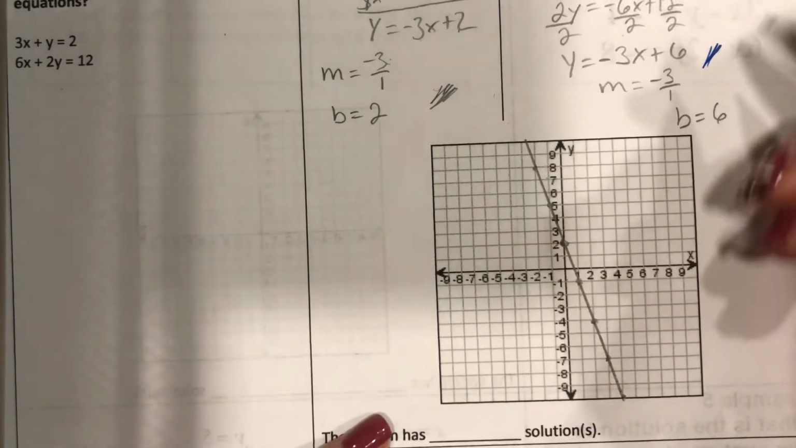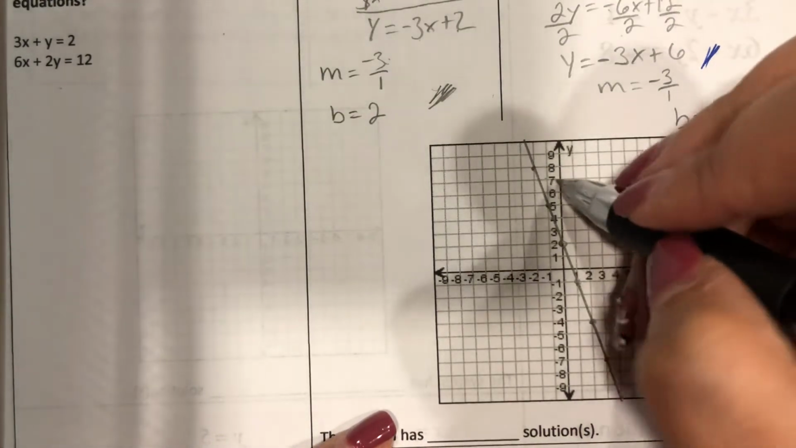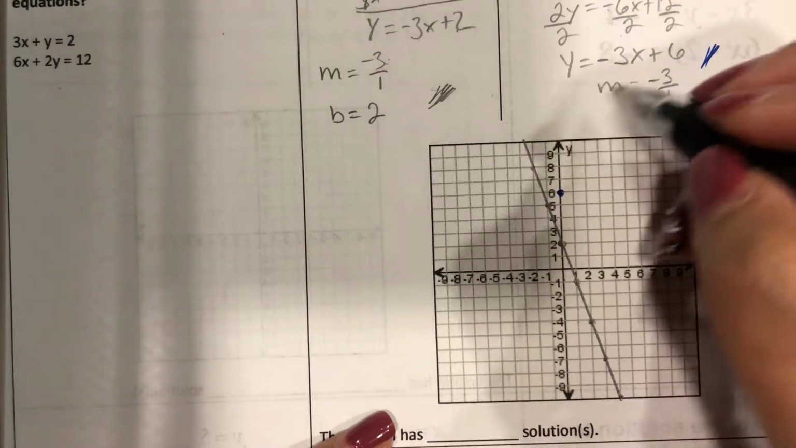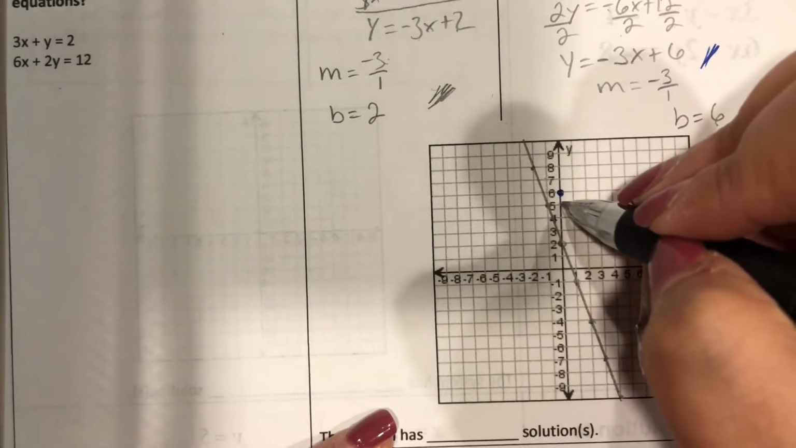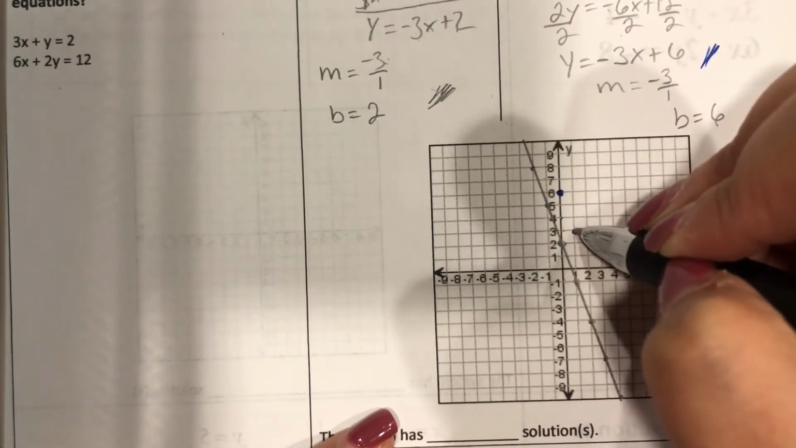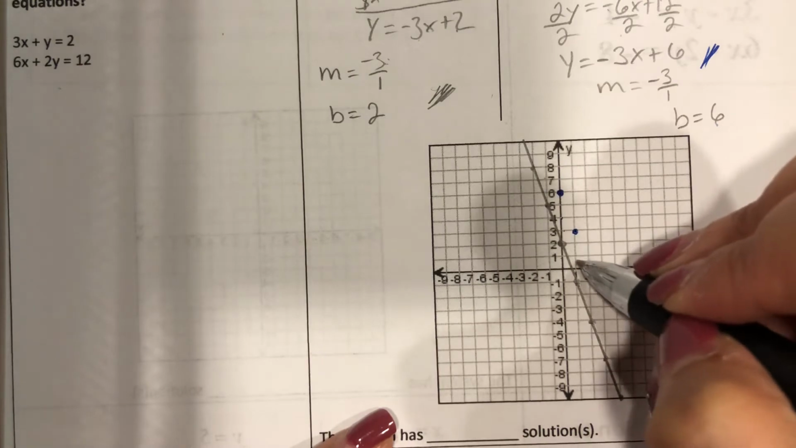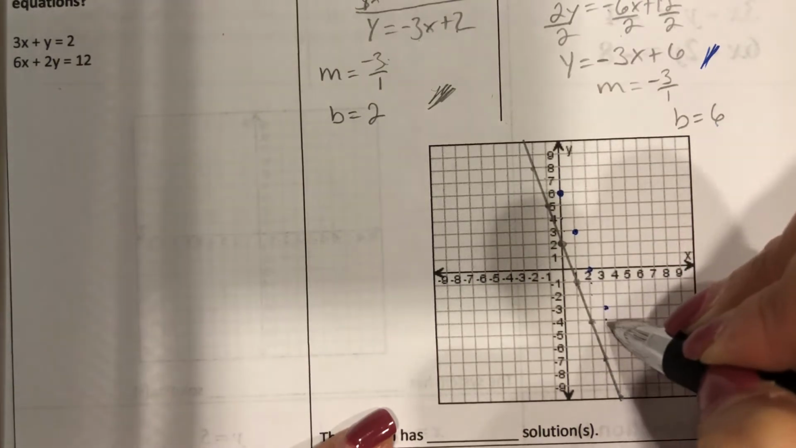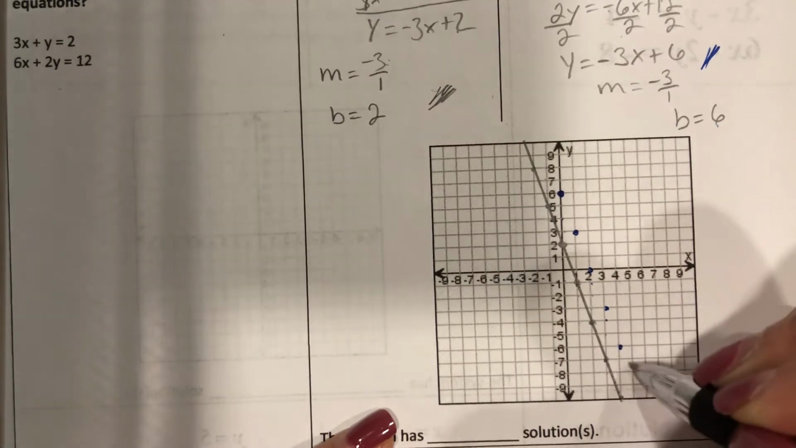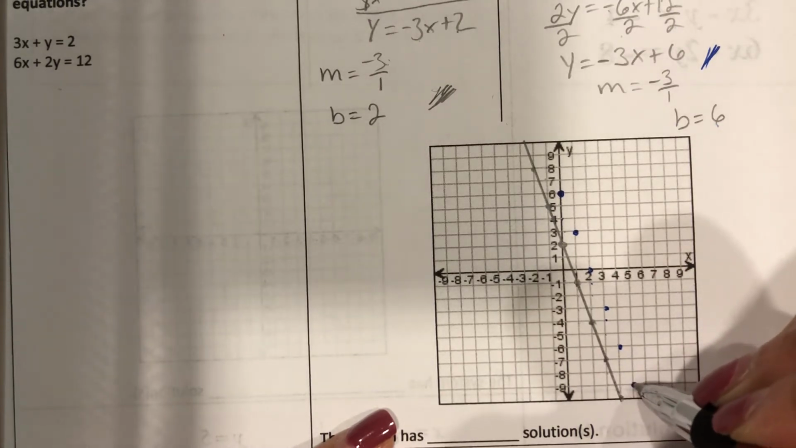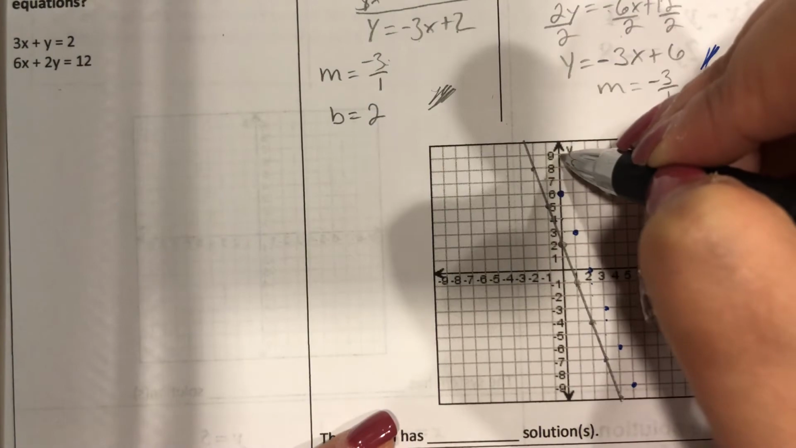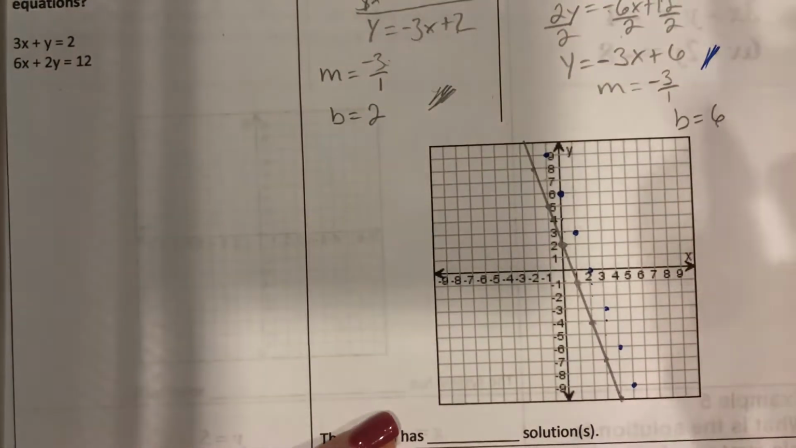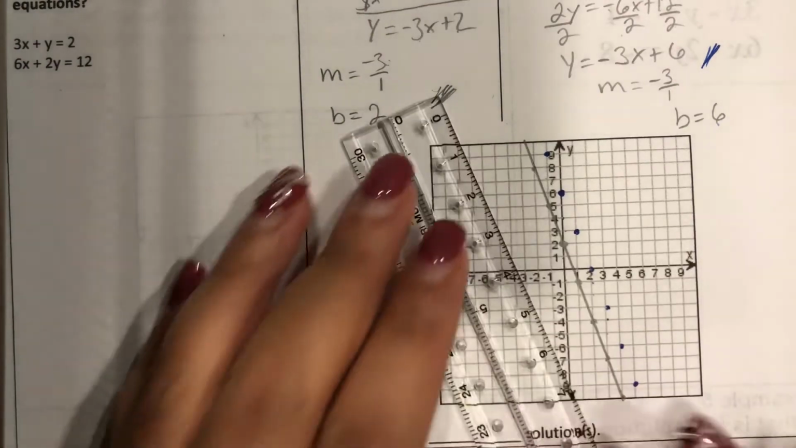For the next one, we're going to start at 6. So I'm going to go up to 6. And then again, we have the same slope. So we're going to go down 1, 2, 3, 1 to the right, and keep repeating that. Wait, what's going on? 1, 2, 3, 1 to the right. Huh. Did we cross?